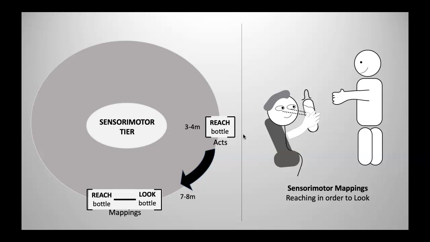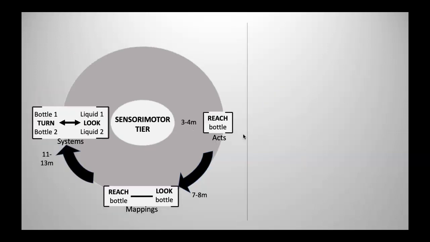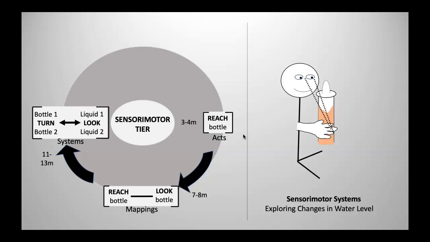And at 13 months of age, the baby is able to do multiple such mappings and coordinate them together. So the baby might hold the bottle and turn it one way and see the liquid turn, and then hold it and turn it another way and see the liquid turn. It might look something like this. There's the sensory motor system where the child is exploring changes in the water level, multiple times, seeing how it differs, coordinating looking and reaching while watching the level go up and go down, turning it around, dropping it, picking it up, all as part of one skill. Sensory motor systems.